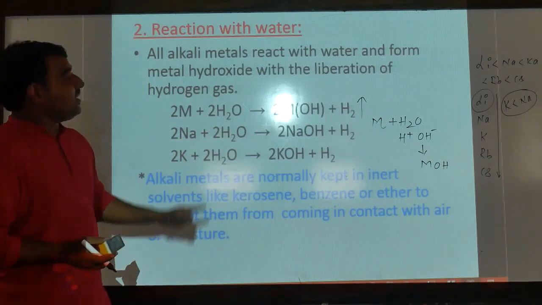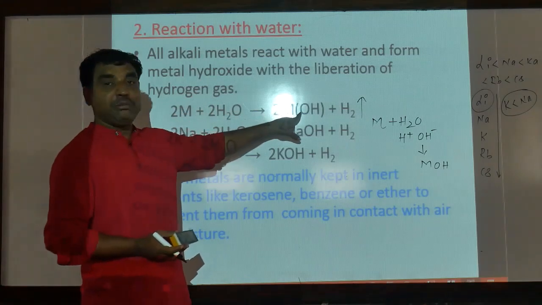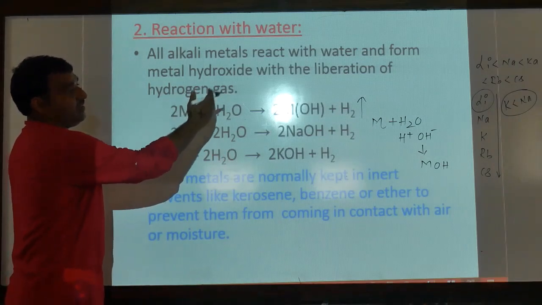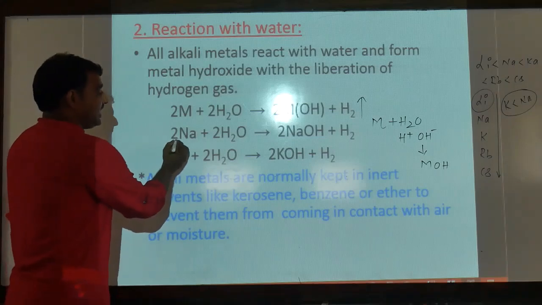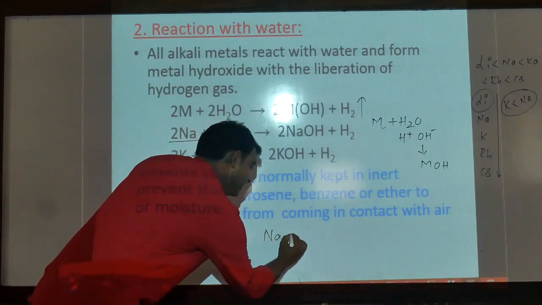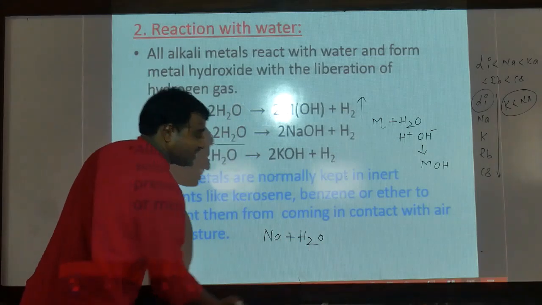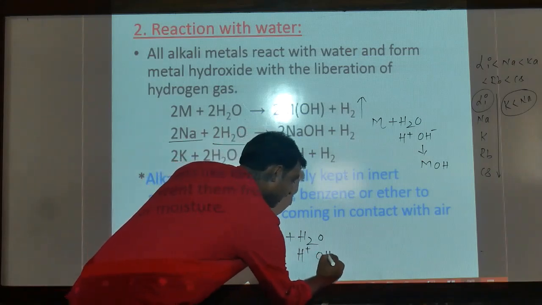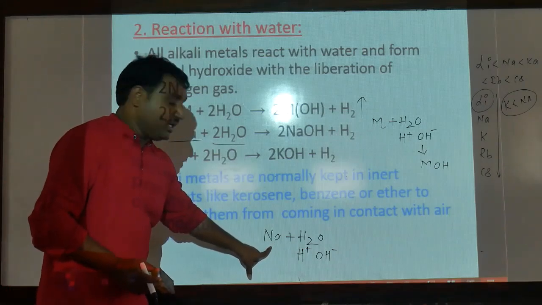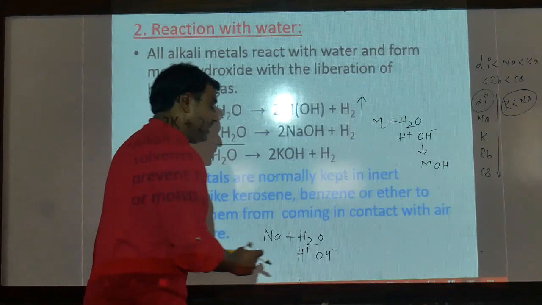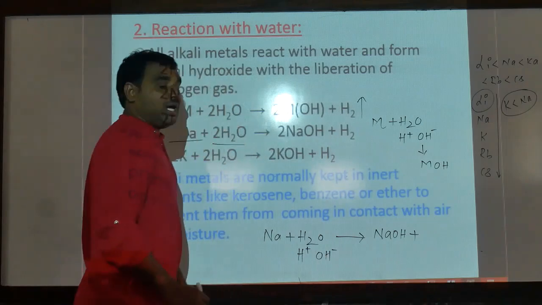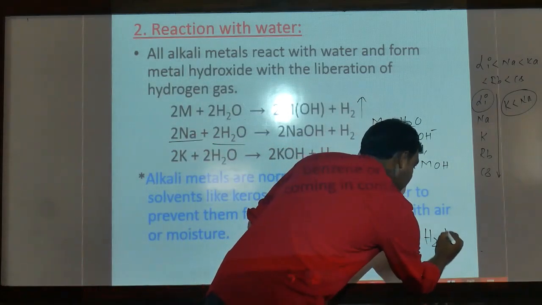So the point is that when it reacts with water, it will form the corresponding metal hydroxides along with the liberation of hydrogen. Here the metal can be any from lithium to cesium. For example, sodium reacts with H2O. Sodium is the metal, it reacts with water, which splits into H plus and OH minus. This sodium, after the loss of an electron, forms the sodium plus ion in water. That reacts with OH minus, so sodium hydroxide is formed along with the liberation of hydrogen gas. That is what we have written here.